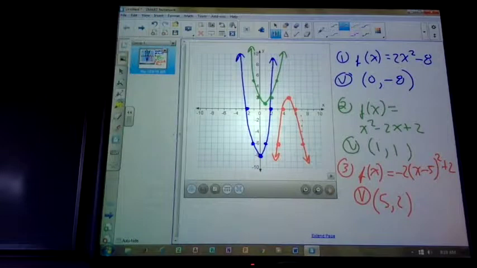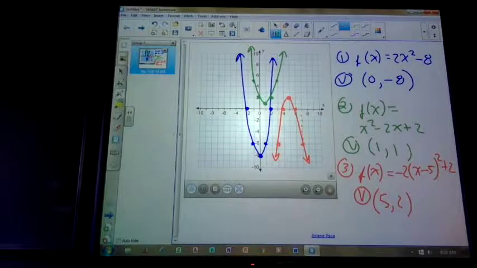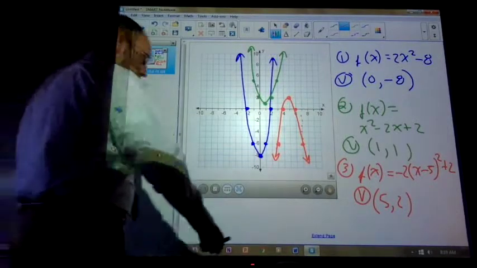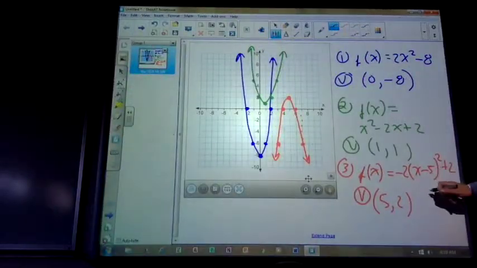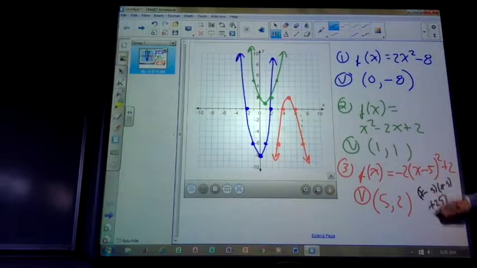So my axis of symmetry is x equals 5. My vertex is 5, 2. And my y-intercept on this particular problem, anyone want to get that far? So on this problem, in order to figure out your y-intercept, you'd have to go x minus 5 times x minus 5. So if you were to multiply that whole thing out, you get x squared minus 5x minus 5x plus 25, times the negative 2. So that's negative 50 plus 2. So my y-intercept is at 0, negative 48.